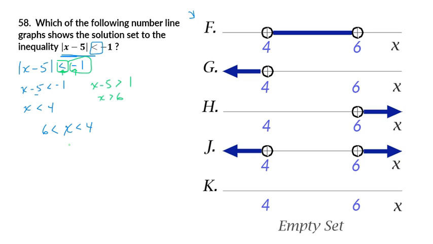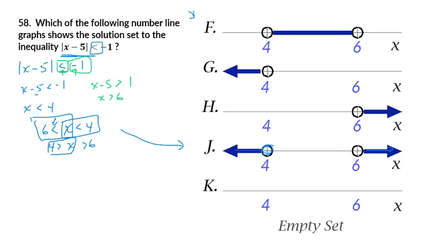Or you could also write it the other way, x greater than 6 and less than 4. Either way, you can see that answer choice J, this would be all x less than 4, and this is all x greater than 6. And we have our open circles, meaning we don't include that point. It's everything to the left of 4 and everything to the right of 6. And that would be our answer, except it's not.